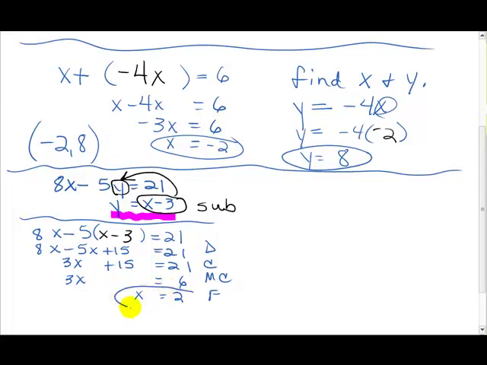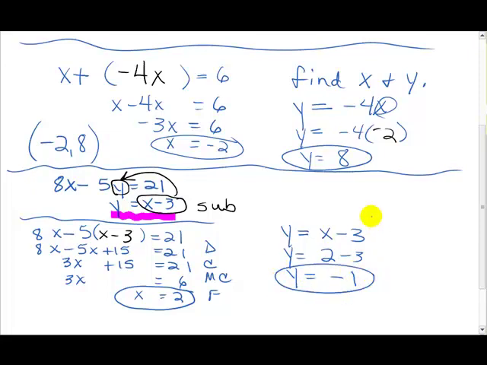x is going to equal 2. Then we want to find y, and it's y equals x minus 3. So y equals 2 minus 3. y equals negative 1.